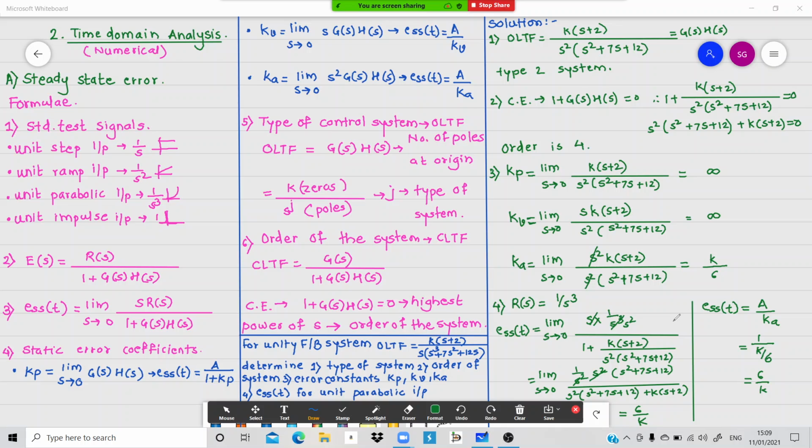Okay. So in this way you can solve the numericals for steady state error. Next video will be for second order system.